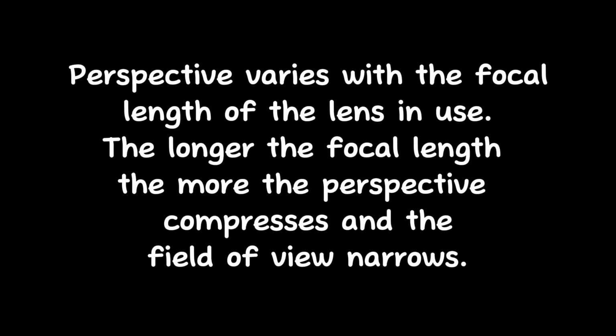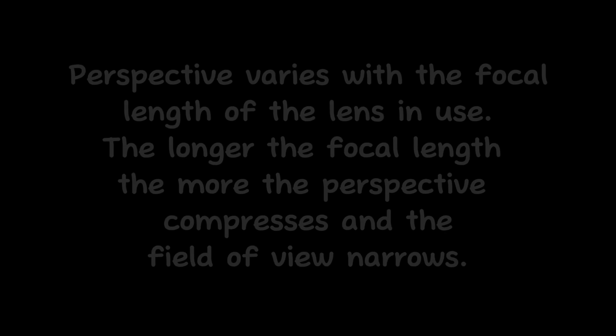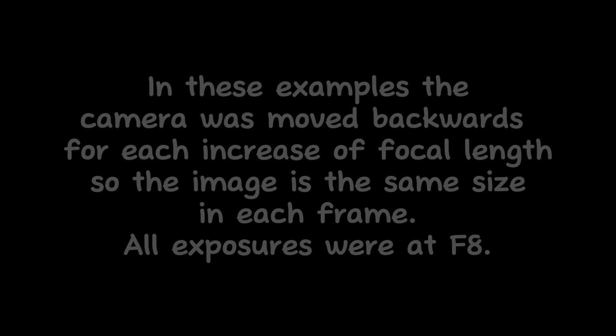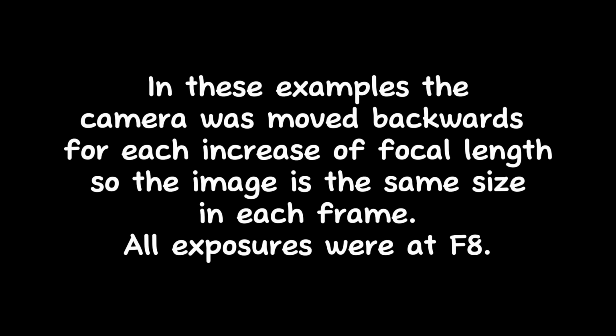Perspective varies with the focal length of the lenses in use. The longer the focal length, the more perspective compresses and the field of view narrows. In these examples, the camera was moved backwards for each increase of focal length, so the image is the same size in each frame. All exposures were at f8.